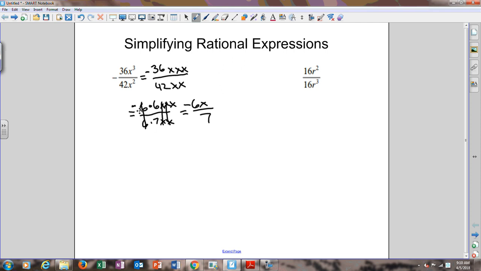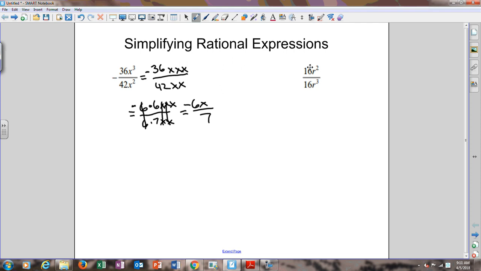Now I complicated it more than it even needed to be. If you could see that a 6 goes into both of those, you could just automatically know that that's going to be 6/7. The other way that you can do it is there's 3 x's on top, there's 2 on the bottom, so just do 3 minus 2. So that would just give you 1x left up on the top.